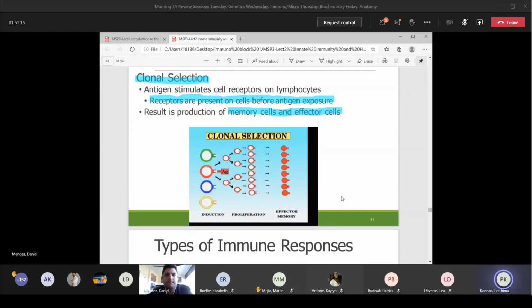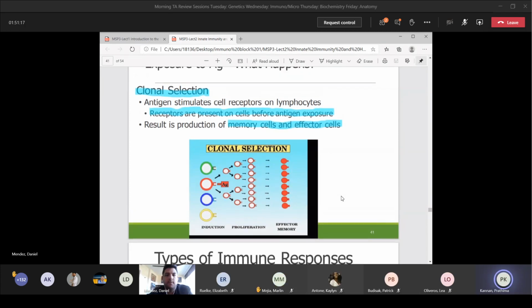Daniel, what does she mean by effector cells? So effector cells are ones that are actually doing the work. So an effector cell is going to be the cell that's actually going to be either releasing the cytokines or directly killing the antigen or organism. Okay, thank you. No problem.